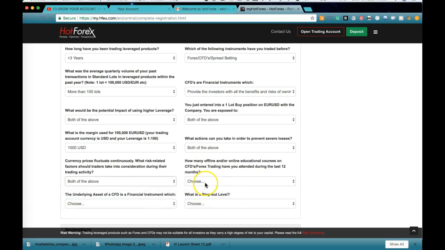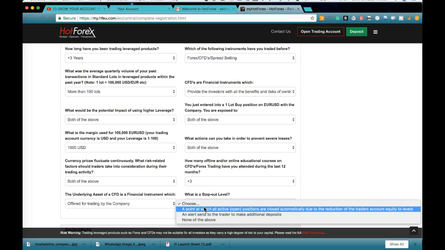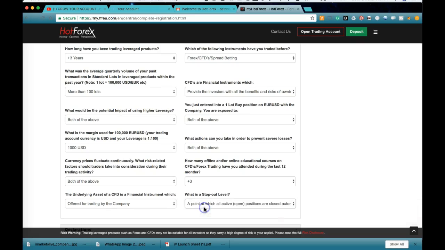Currency prices fluctuate continuously. What risk related factors should traders take into consideration? Both of the above. How many offline education courses on CFD trading have you entered during the last 12 months? You'll put 3+. You're in iMarkets Live, you're going to be having constant education throughout the year, so put the highest number there. The underlying asset of a CFD is a financial instrument which is offered for trading by the company. What is a stop out level? And that is a point at which all active positions are closed automatically.